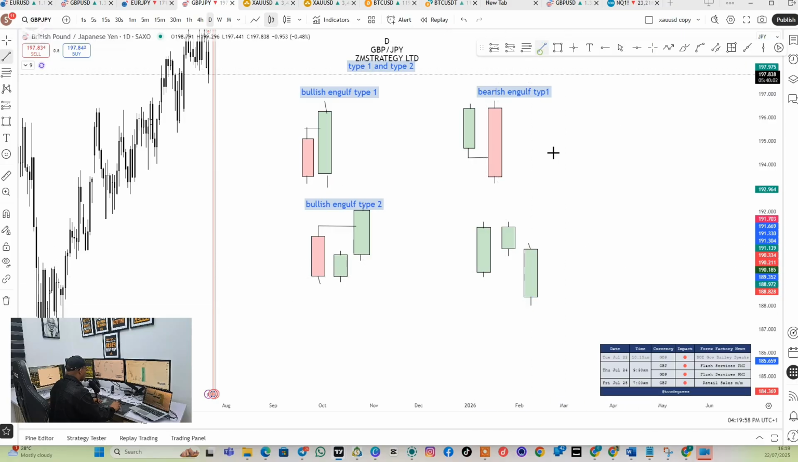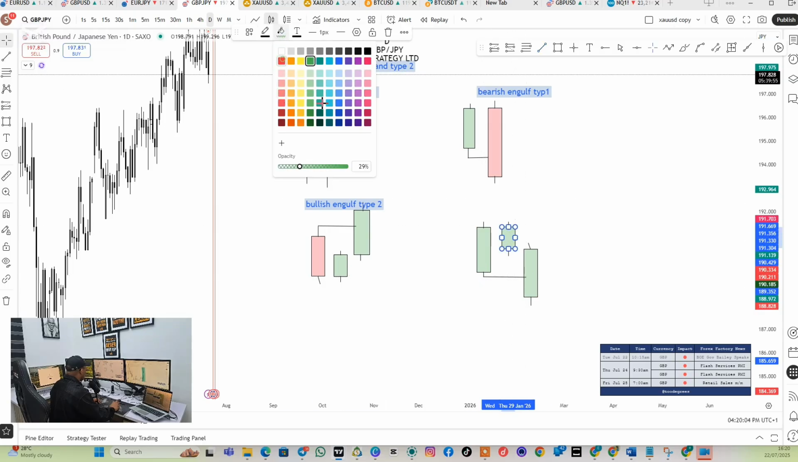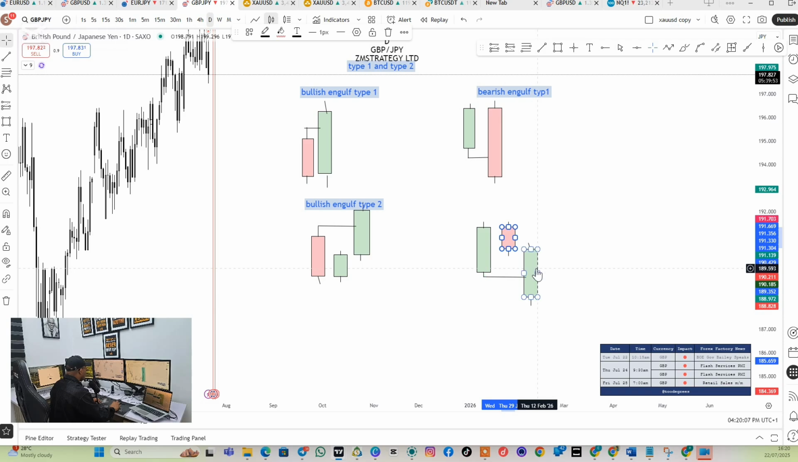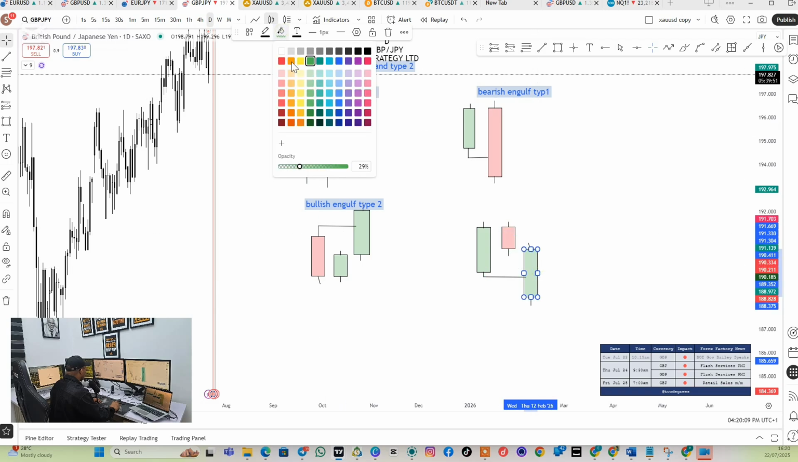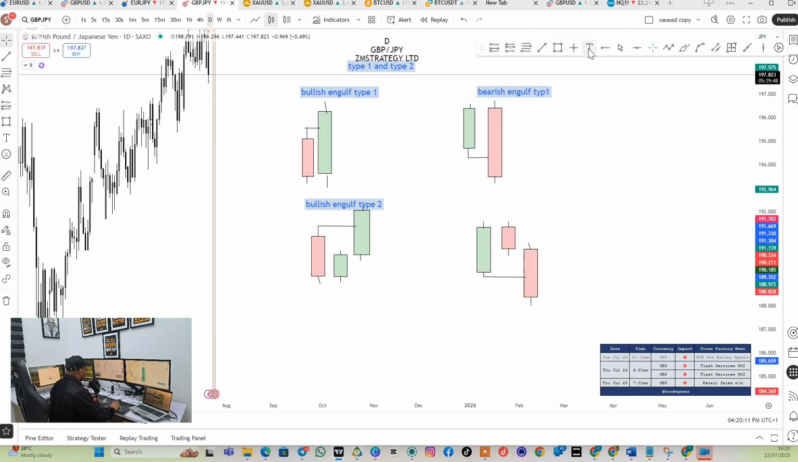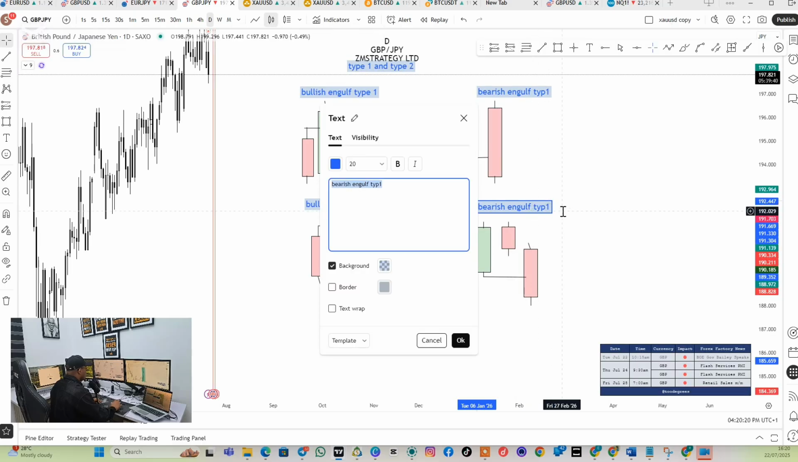This is the closure. And this guy is our bearish candlestick. This guy is also our bearish candlestick. This is a bearish engulfing candlestick type 2. So let's just duplicate this guy, clone it. So this is a bearish engulfing candlestick type 2. So these are our type 2.